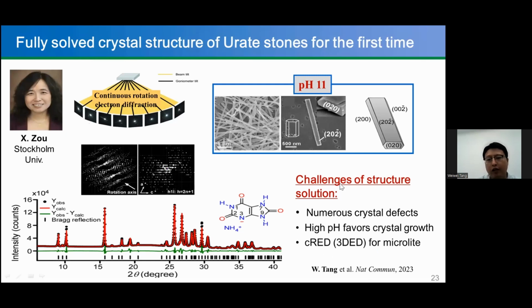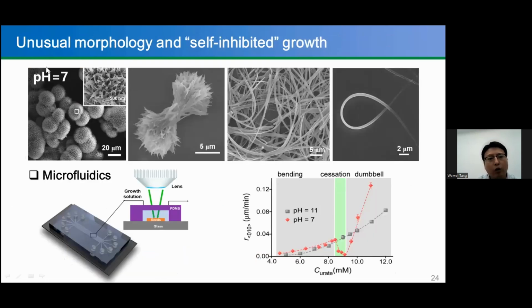So under neutral pH conditions, we found that the ammonium urate crystal tends to grow into this dumbbell-like shape or bending crystal with a large number of crystal defects. By using a microfluidics growth device, we measure crystal growth rate as a function of urate concentration at both pH 11 and pH 7, where we observe unique self-inhibited growth cessation at supersaturated concentrations. This is a very unusual phenomenon.